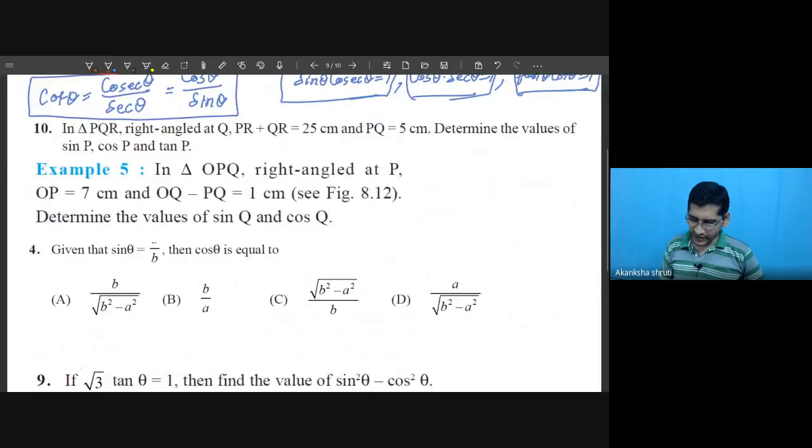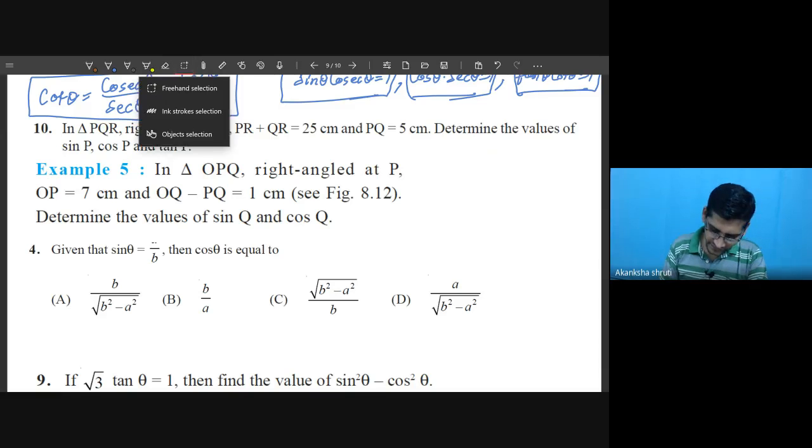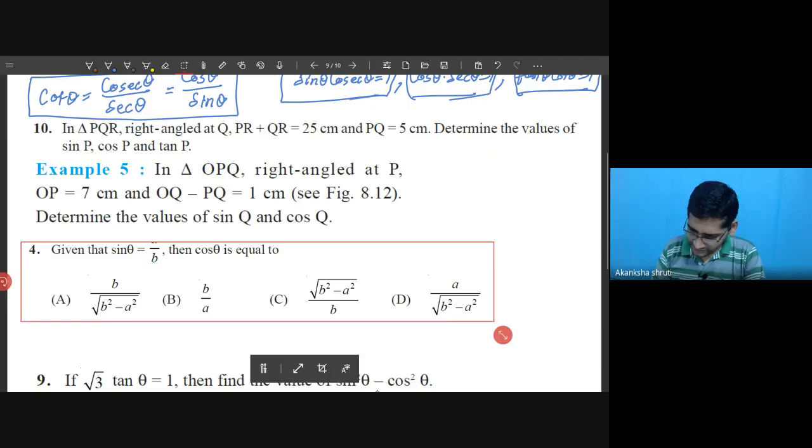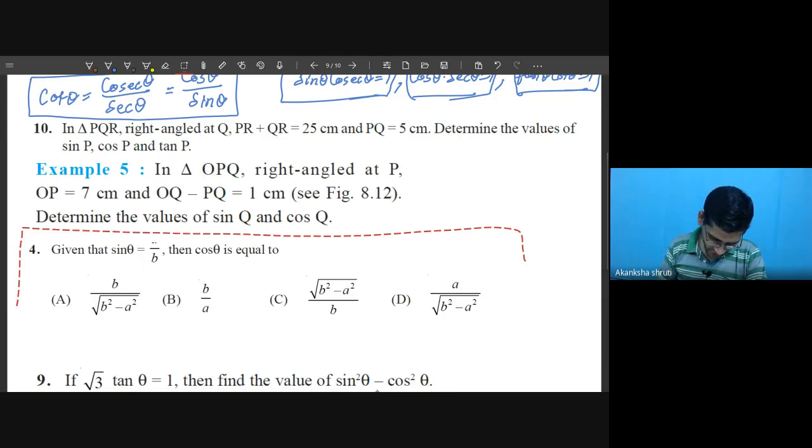Students, let me solve question number 4 first. If sine of theta is equal to a by b, then you have to calculate cos of theta. This can be calculated by identity, but I have to solve this question without identity. So let me copy this.